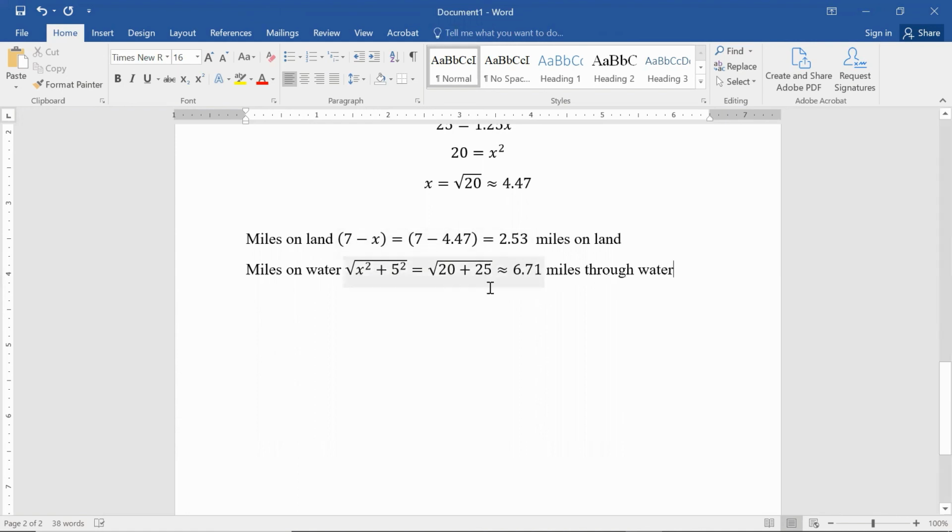And there you go. This is an approximate too, to be precise. That means we run the cable on land for about 2.53 miles, then shoot out into the water, and at the angle we'd go to the wind turbine, it would be about 6.71 miles through the water to reach the wind turbine. That's how this problem is done.